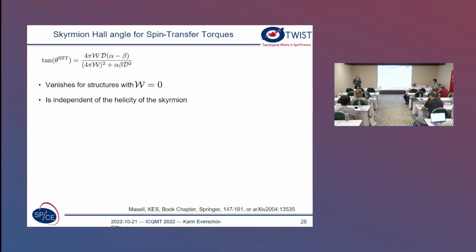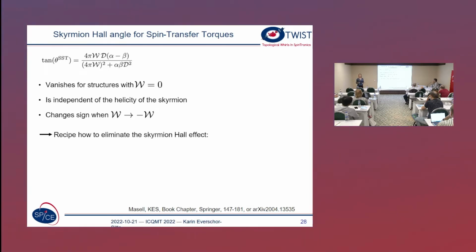So it's also independent of whether you're Bloch, Néel, or something in the middle. So it's just independent of the helicity of the skyrmion. It changes sign when you go from plus to minus winding number, because here it's quadratic, here it's linear. So if you do up or down skyrmion polarity, it has a different sign. So this gives you one recipe to eliminate the skyrmion Hall effect.